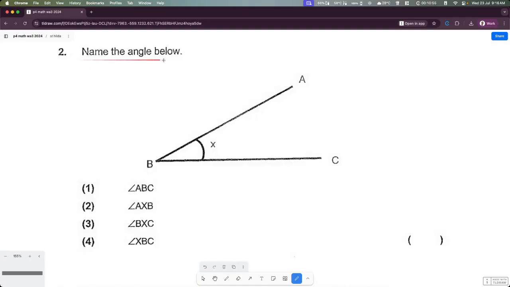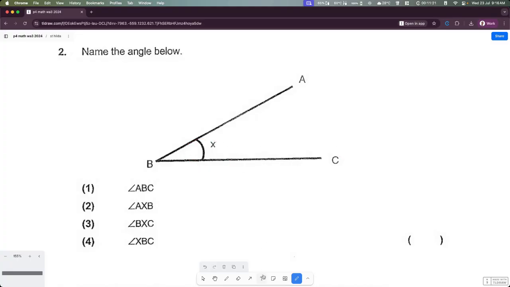Question 2. Name the angle below. So if an angle, have A, B, and C with an angle X, right? So usually, if you want to name an angle, you have to start from one of the sides. It can be A or C, and then the middle one, which is B, and then the other side of the angle, which is C. So we don't actually use X at all.